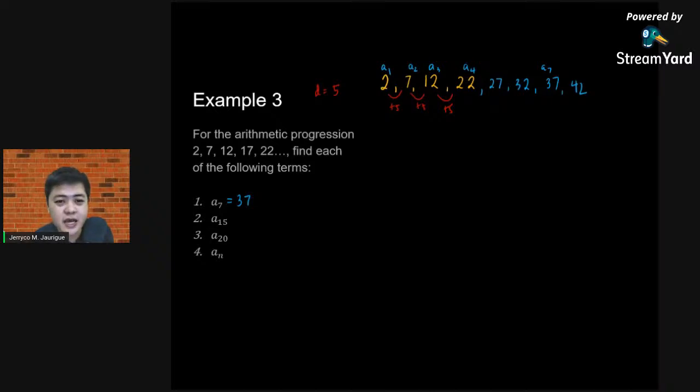Sir, nakaligtang po kayo ng isang term. Sorry. 2, 7, 12, 17. Sorry, I forgot the 17. So, may 17 dapat to. Thank you, Harold. So, there should be 17 here. So, this is A sub 4, hindi yung isa. So mali din to. Burahin natin.